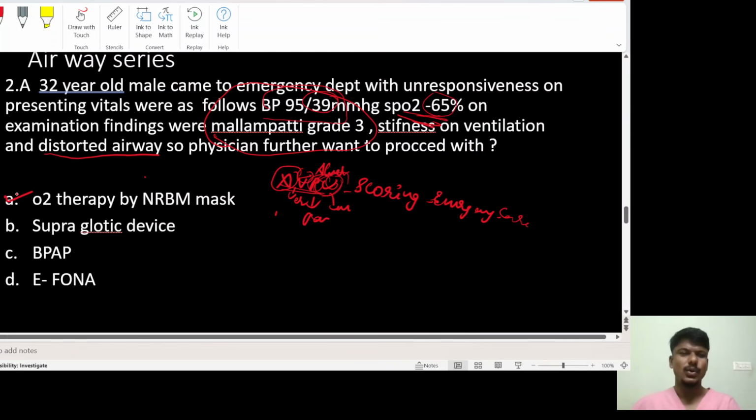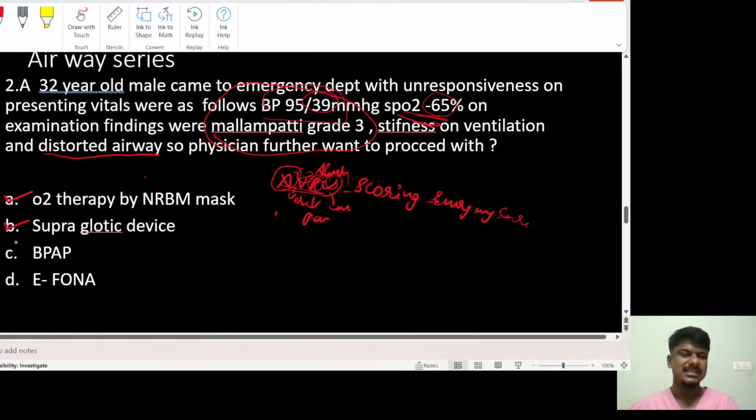You're going to start O2 with a NABM mask, or you're going to do supraglottic. You're going to put the hybrid. I told you, LMA, laryngeal mask airway. Same thing, a supraglottic device. All of this comes under the category of blind airway insertion devices.